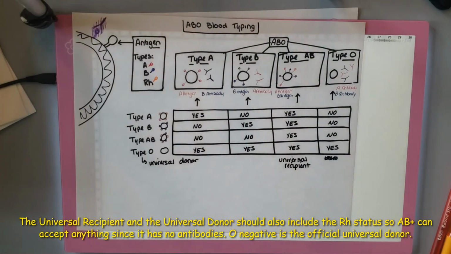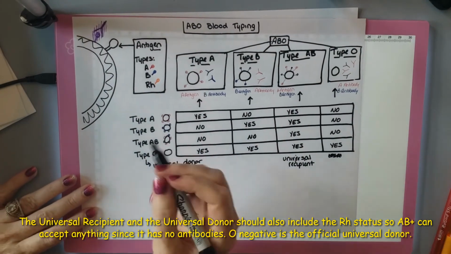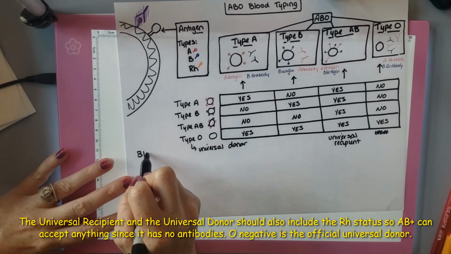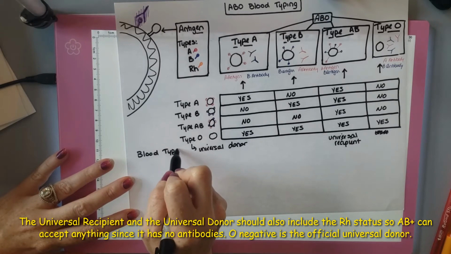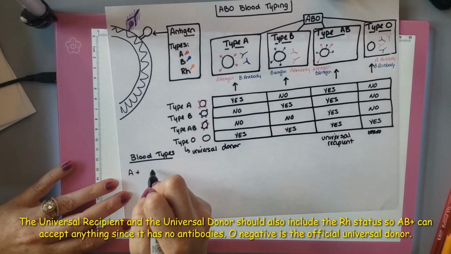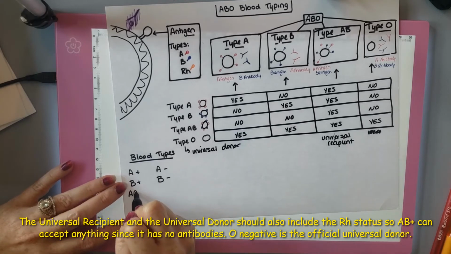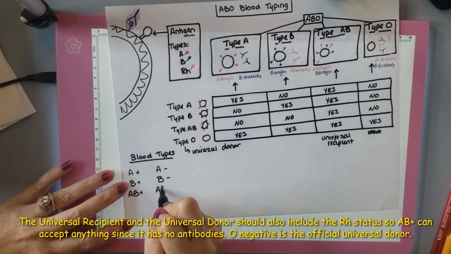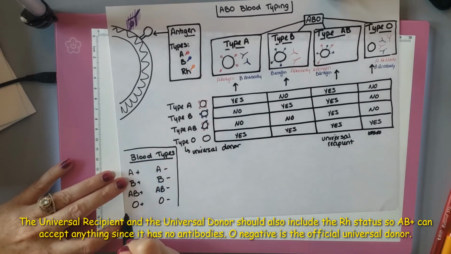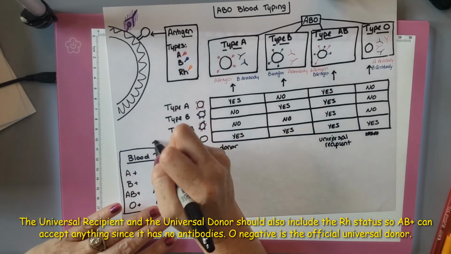However, there's one more antigen we haven't discussed, and that's Rh. So there's a few different blood types. There's actually 8 blood types. Right now you're thinking, but I only saw 4. 1, 2, 3, 4. There's A positive, A negative, B positive, B negative, AB positive. Do you see a trend? AB negative, O positive, O negative. And my box, because I have to. That's what I do. And arrows.